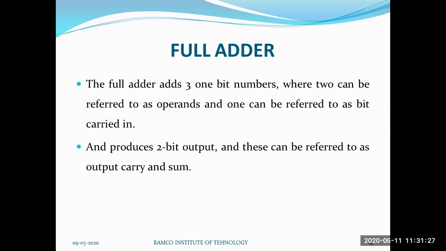So full adder. The main drawback of your half adder circuit is that the carry which is generated for the combination 1 and 1 cannot be added. So we can construct a full adder to overcome this disadvantage, and a full adder can be constructed from two half adders and an OR gate. The full adder adds three 1-bit numbers. So the third bit is your carry, input carry from the previous operation. And it produces two outputs. One is sum and another one is carry out.